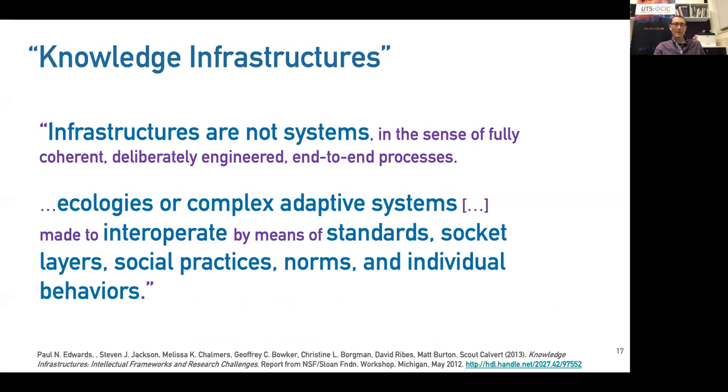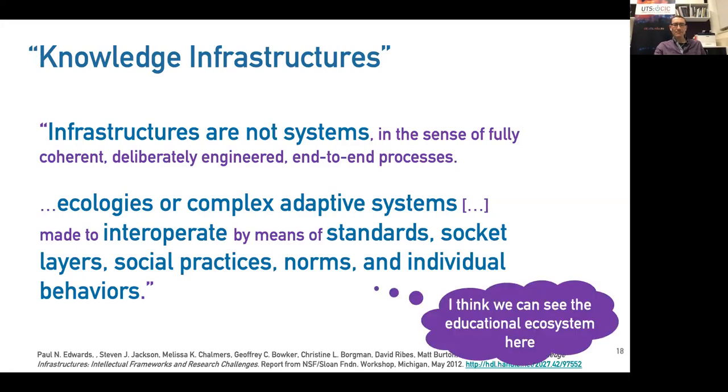And interoperability here, again, does not just mean technical interoperability, but standards, as well as technical socket layers, as well as social practices and norms and individual behaviors. So it's very social and it's very technical, all mixed up together. And I think that we could see the educational ecosystem mirrored here in that sense. It's an evolved system with a lot of different organizations and standards and practices.